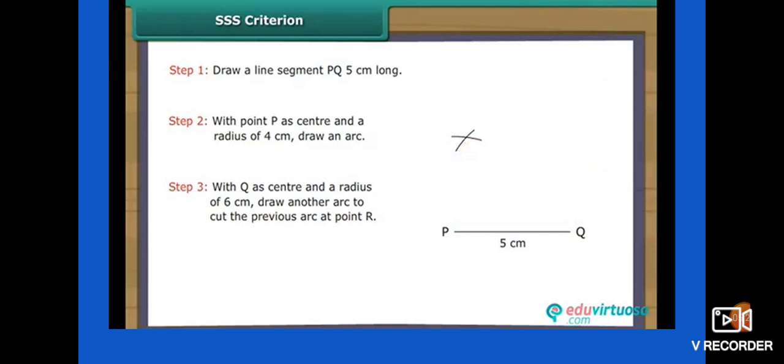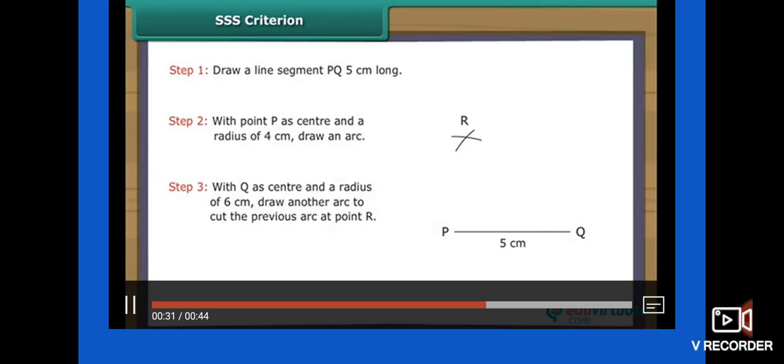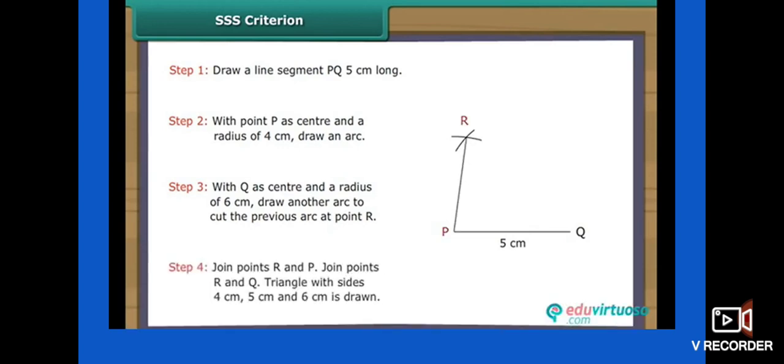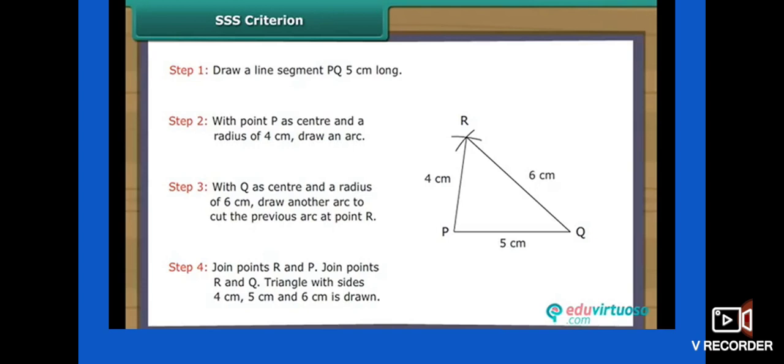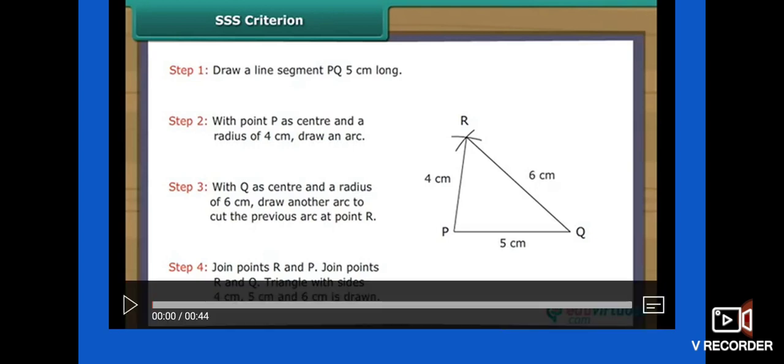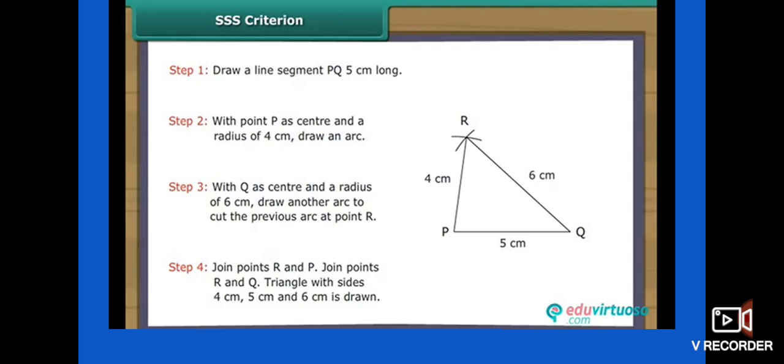Cutting the first arc, we will get the point R. Then join PR and QR. This is the construction of a triangle using the SSS criterion. Then mark 5 centimeter, 4 centimeter and 6 centimeter. This is the construction of a triangle using the SSS criterion.